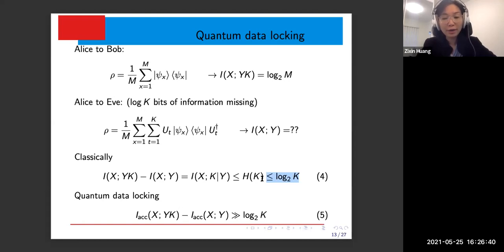Right, but on the other hand, if you encrypt your information in quantum states, so if psi is quantum, then the difference between these quantities can be much, much larger than log k bits. And this is a violation of the classical inequality. And this is something that's uniquely quantum and has no classical counterpart. Okay, so is everyone happy with that?